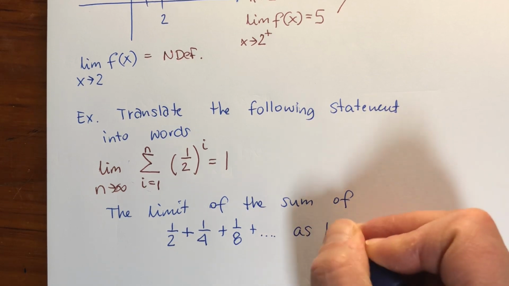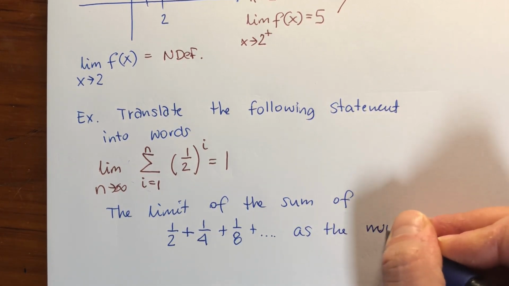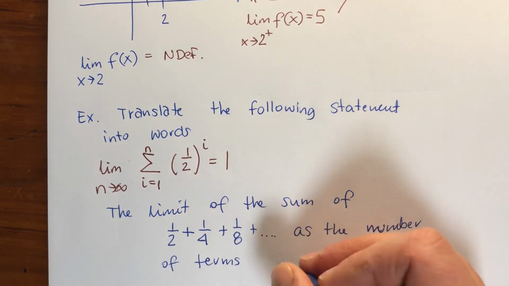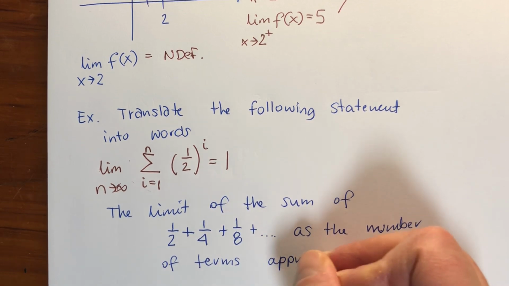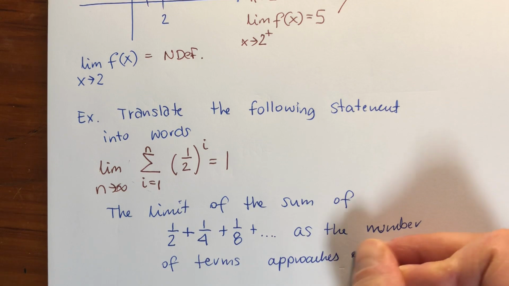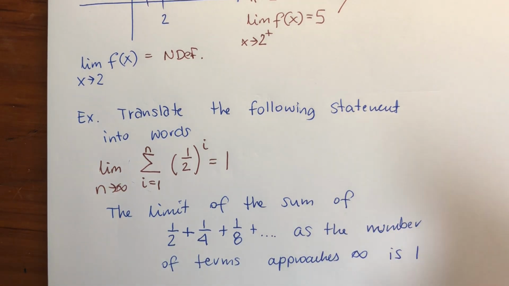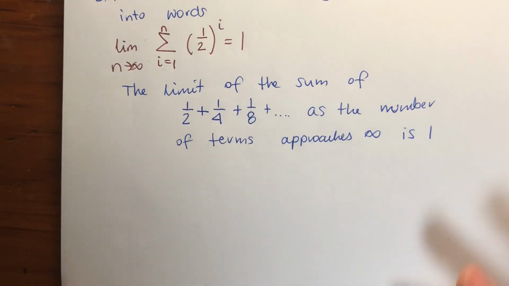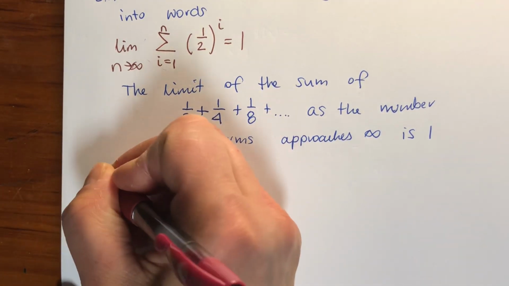So we can say as the number of terms approaches infinity, the sum is 1, right? And we talked about series like this where we are adding those fractions, and because the next number is going to get smaller and smaller, this is going to approach 1, but it's never going to be equivalent to 1.